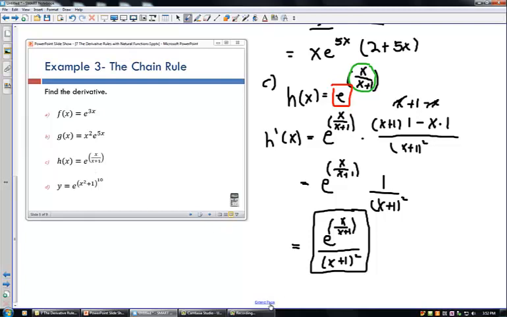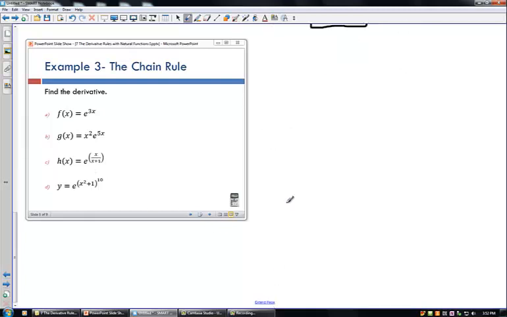And then in part D, finally, let's take a look at this one. Part D, I have y equal to e to the x squared plus 1 to the 10th power. And I'd like for you to think just a second about what rule, or actually rules, there's two of them in some sense, and more, but what two big rules are we going to use here?